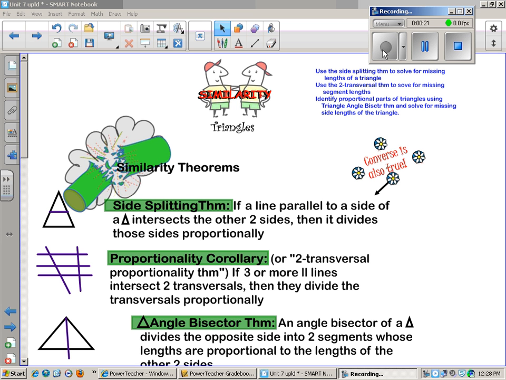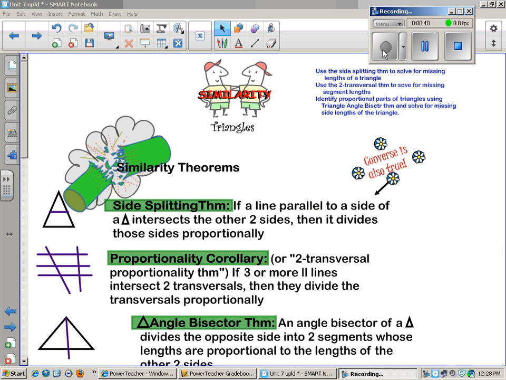All right, so the 3 theorems that we're going to learn, first is the side-splitting theorem. And I'm not sure that if you go to your professor in college and call this a side-splitting theorem, he'll know what you mean. I call it that because it's exactly what it is. So it helps people remember.